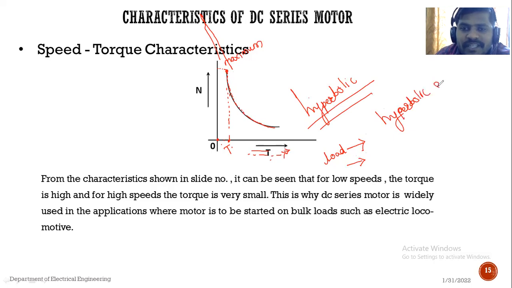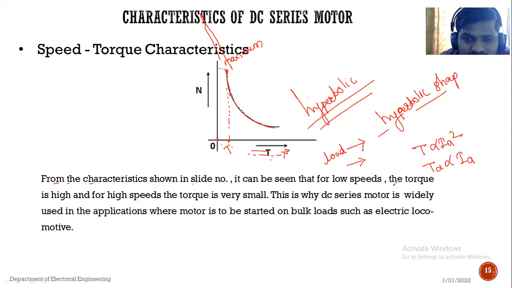Hyperbolic shape. This is the speed torque characteristic of a DC series motor. From the characteristics shown in the previous one, we know that the torque is directly proportional to Ia square up to magnetic saturation, and after magnetic saturation torque is directly proportional to Ia. It can be seen that for low speed, where is the low speed? It is here. So that means this is the minimum speed.